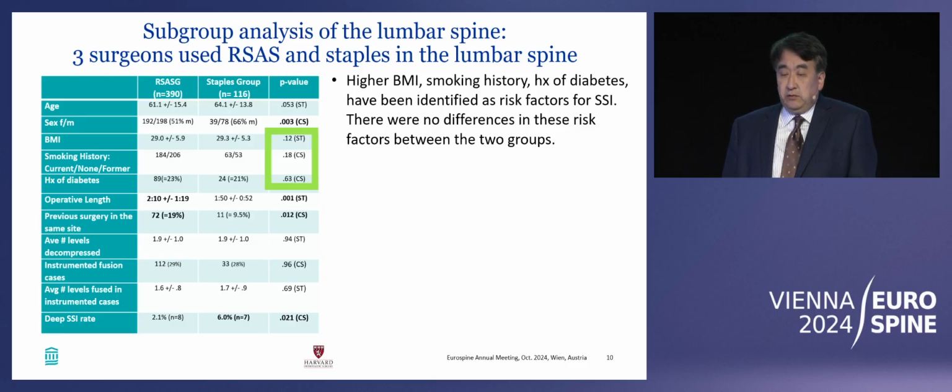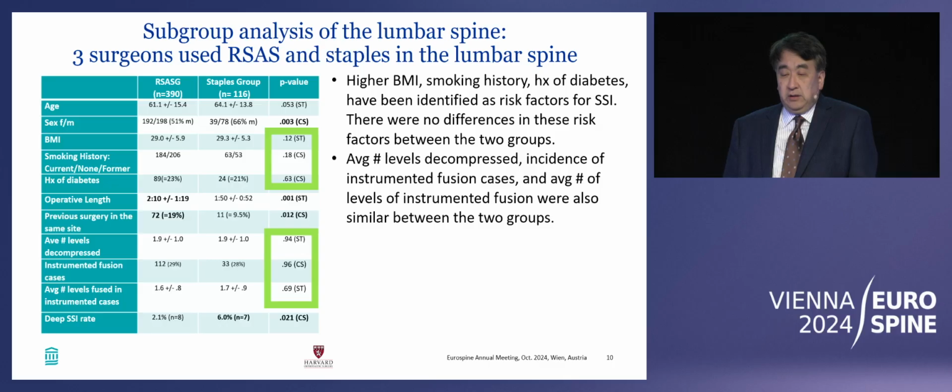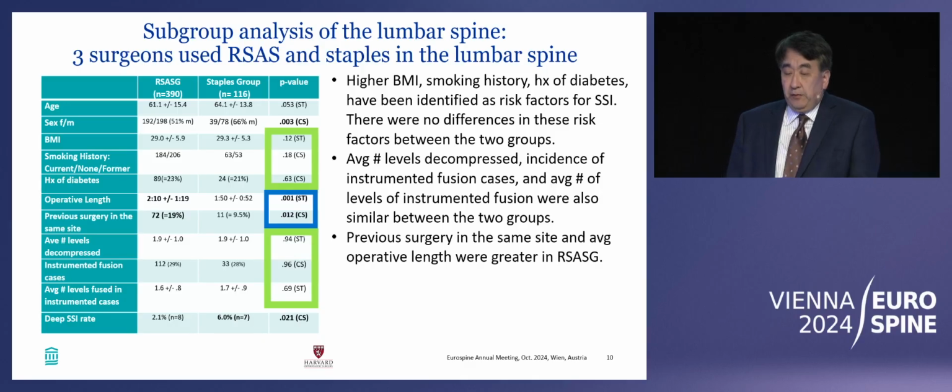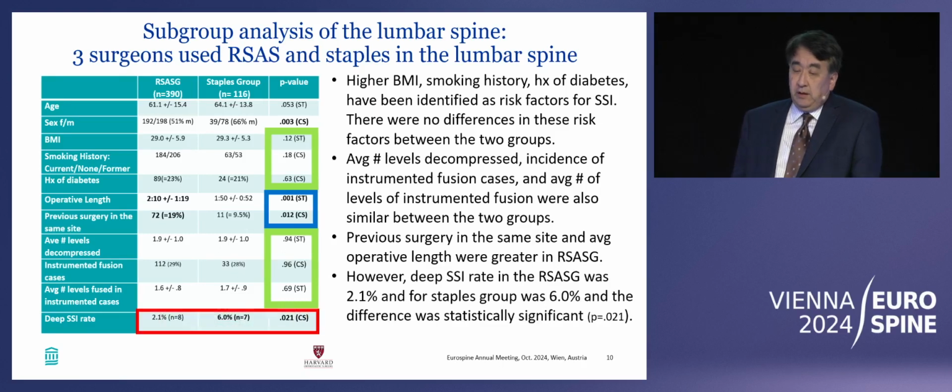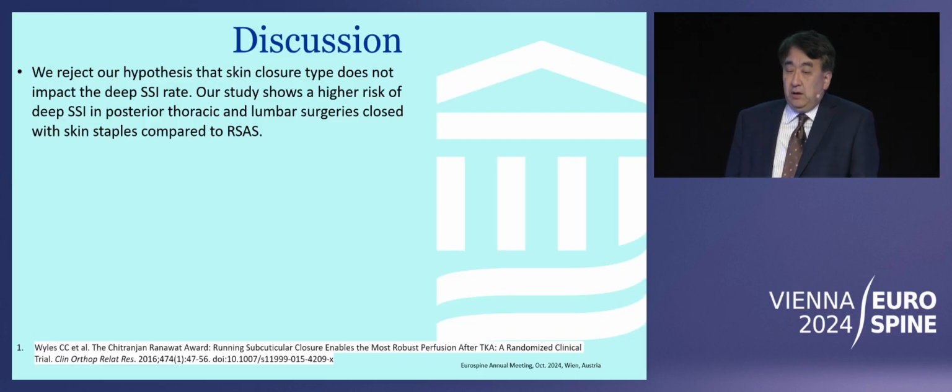There's no differences in the risk factors of BMI, smoking history, diabetes, as well as the number of levels decompressed. The operative length and the previous surgery in the same site were greater in the subcuticular group. However, the deep infection rate was lower in the subcuticular group compared to the staples group. So our study showed the higher risk of infection in the staples group.